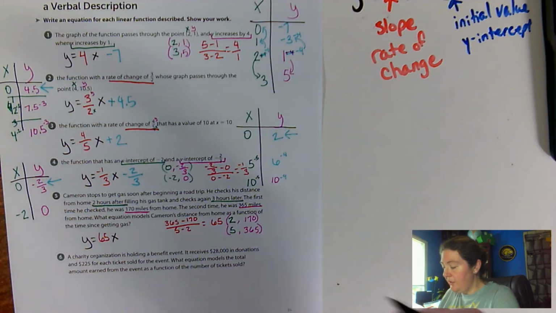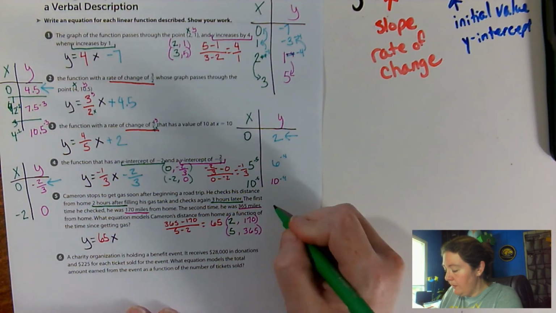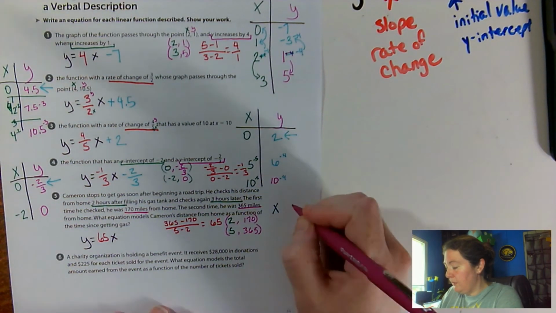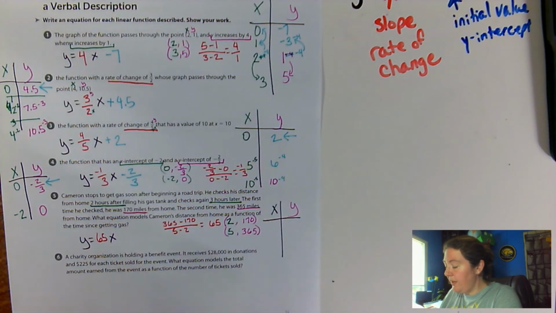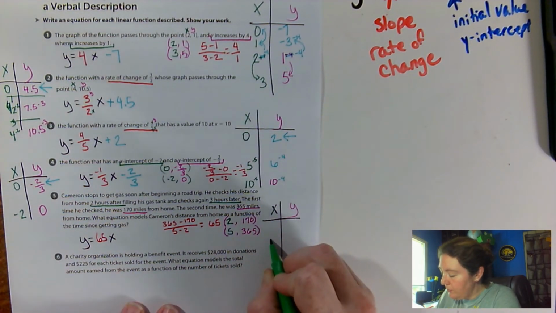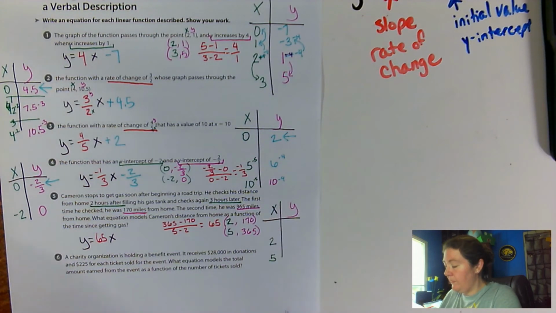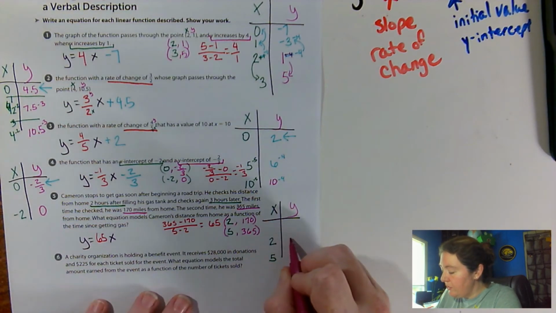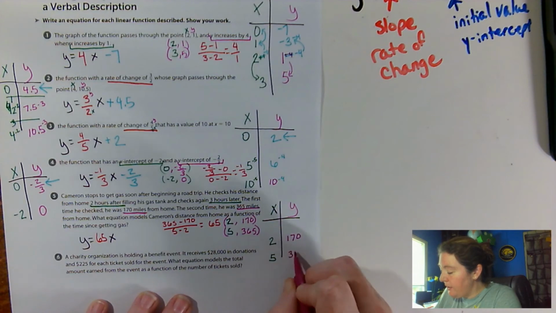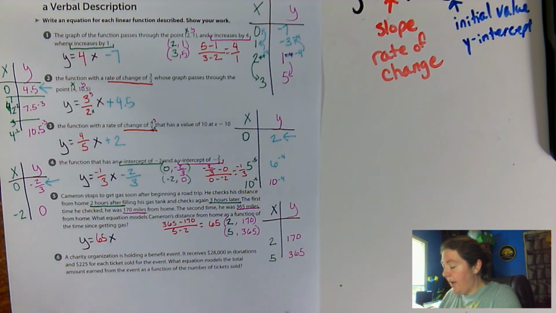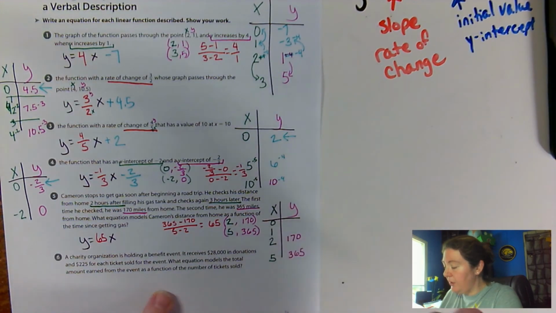So I'm going to make another table over here. I've got my x and my y, and I know that one of my x's is 2 and one of them is 5. At 2, I've got 170. At 5, I've got 365. I need to know what 0 is, and I can find 1 in the meantime.